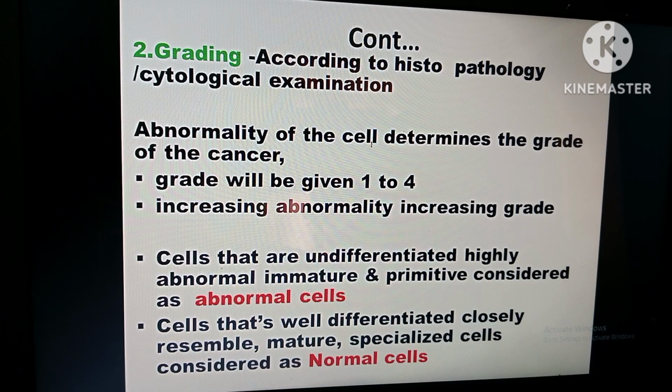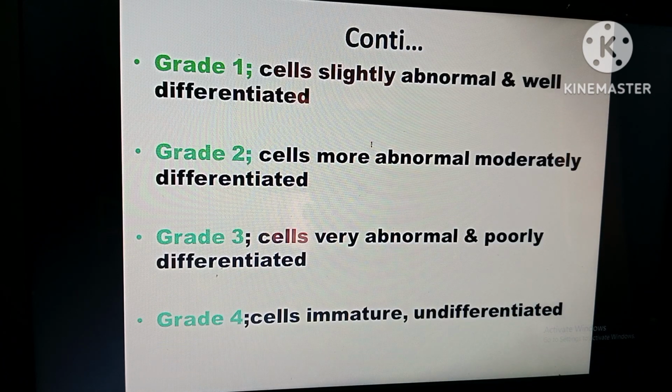So these are studied under the characteristics of normal cells as well as abnormal cells. An abnormal cell is undifferentiated, highly abnormal, immature. A normal cell is well differentiated, closely resembling mature, specialized cells, meaning each cell is meant to do a particular work and it does that. But an abnormal cell is not meant to do any particular work. Without fulfilling any purpose, it just goes on multiplying. Okay, see grade 1.